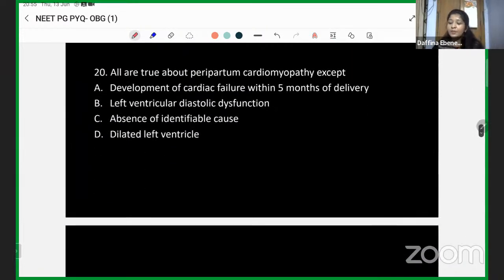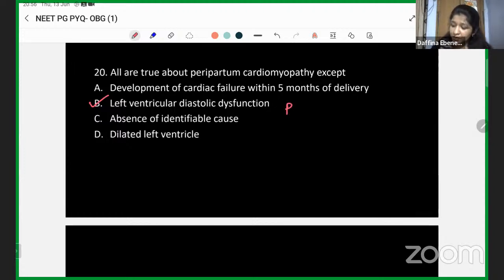All are true about peripartum cardiomyopathy except development of cardiac failure within 5 months of delivery, left ventricular diastolic dysfunction, absence of identifiable cause, and dilated left ventricle. Which do you feel is the answer? What is peripartum cardiomyopathy in the first place? Peripartum cardiomyopathy is an example of dilated cardiomyopathy that is characterized by left ventricular systolic dysfunction. It's not diastolic dysfunction, it's systolic dysfunction. So the answer will be left ventricular diastolic dysfunction.